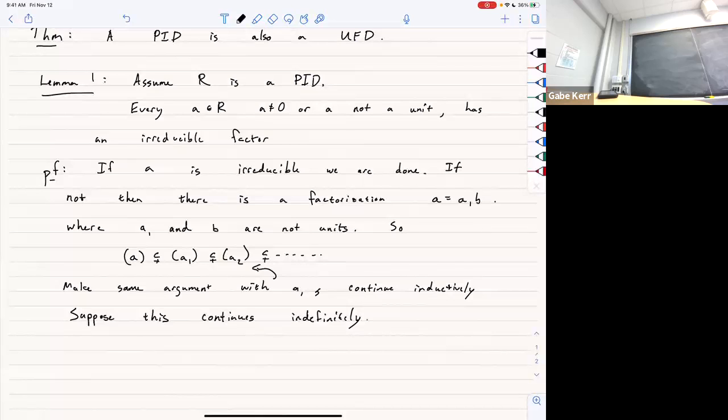Here's the trick, which is really cool. Take the union of everything, the union over i equals 1, 2, and so on. What do we say about this union?